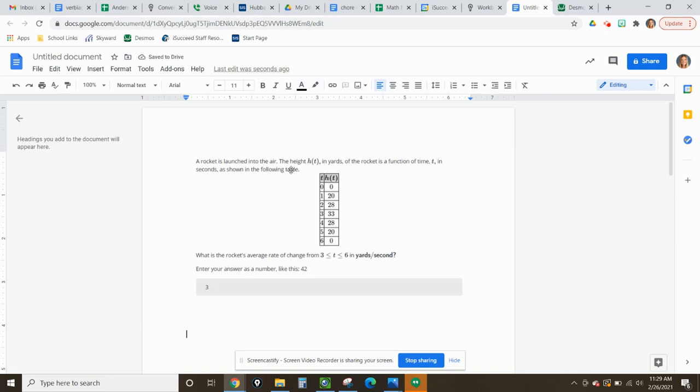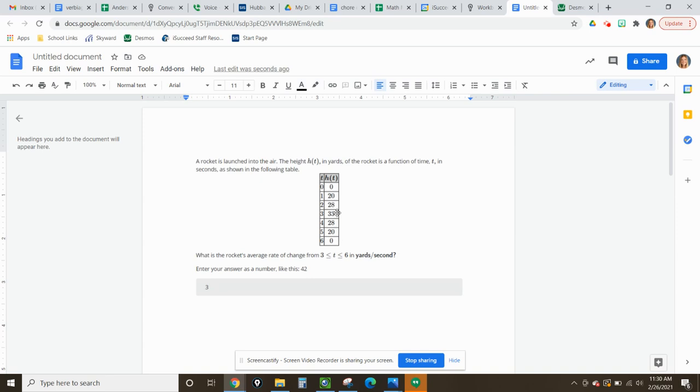A rocket launched into the air. The height h of t in yards of the rocket is a function of the time t in seconds shown in the following table. Okay, so after this many seconds, here's how high the rocket is. What is the rocket's average rate of change from 3 to 6 yards per second? Okay, so from 3, here's the time of 3. It was 33 feet in the air. And at the time of 6 seconds, it was 0 feet in the air. So it had come down. So it went from 33 to 0.